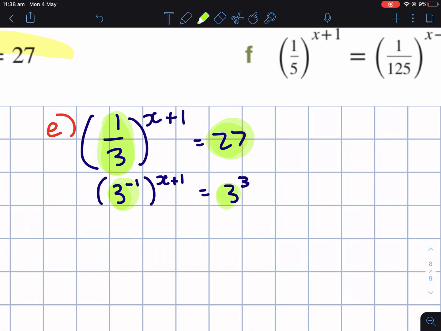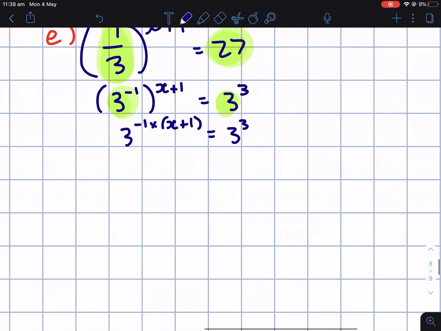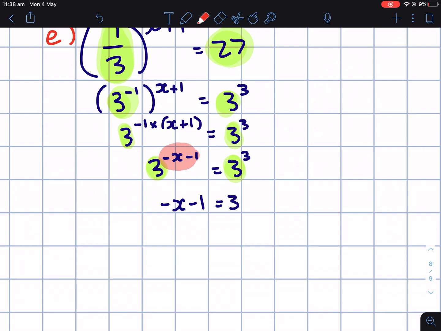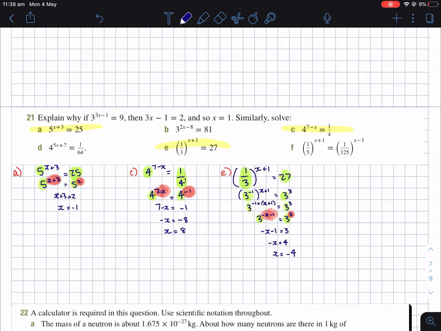So we're almost there. This is the same as 3 to the minus 1 times x plus 1. 3 cubed, we're good with that, which means it's 3 to the negative x, take 1, equals 3 cubed. Now we're finally at the point where we've got the same base. So we can say negative x take 1 equals 3 because it's the same base, so we equate the indices. Which means negative x equals 4, so x equals negative 4. That's it.